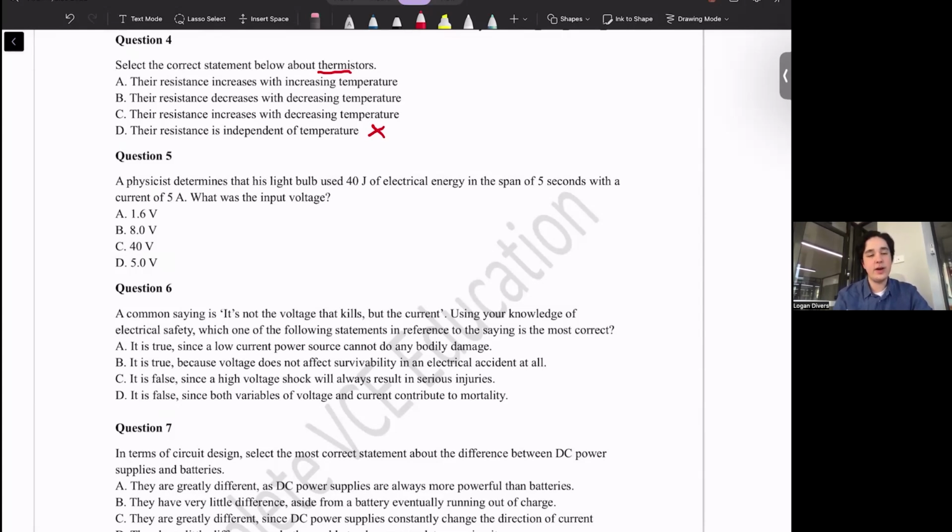Now, there's two ways in this question. One way is going to be just knowing what thermistors are. And that would lead us to put our answer as C. The resistance goes up as your temperature goes down.